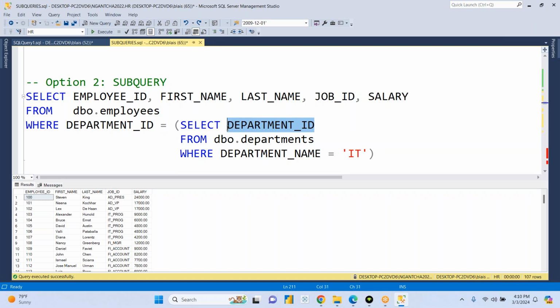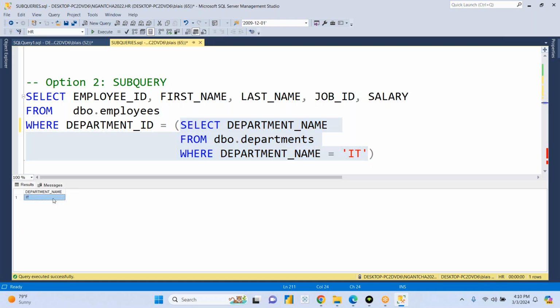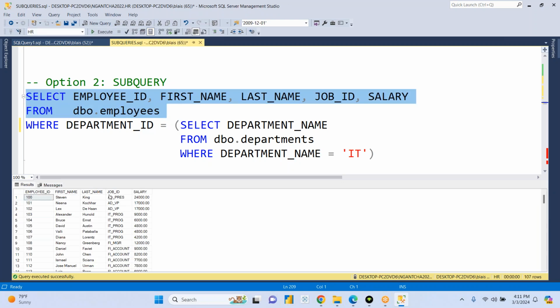Right, because if I put this query to return the department name, I get the IT department. But guess what? I will not be able to connect that to the parent table, because the parent table does not recognize the IT department. It doesn't have a department name column. So you have to link the parent table to the child table on something they can both identify.